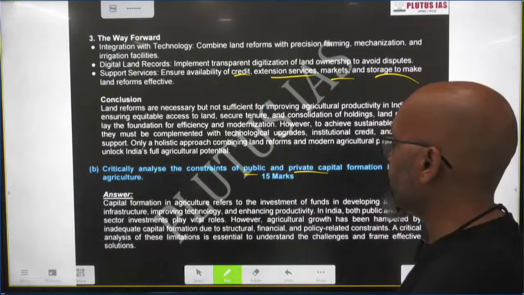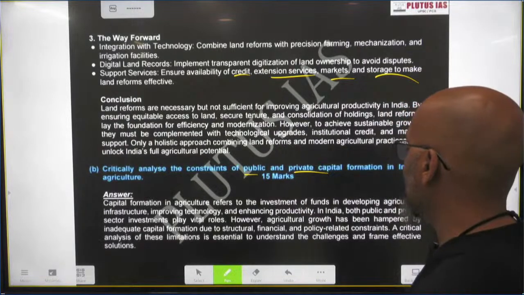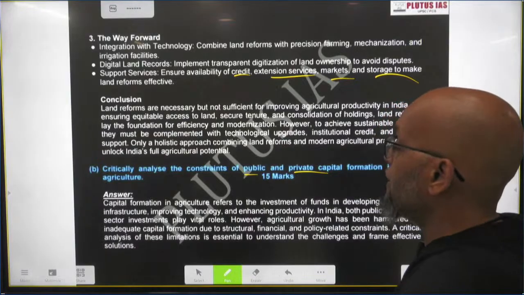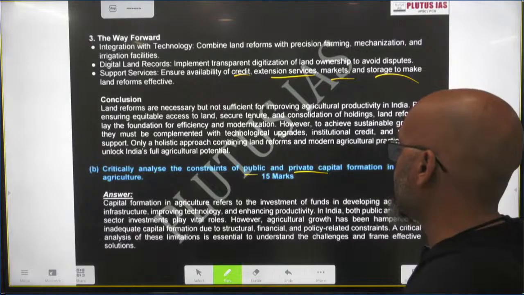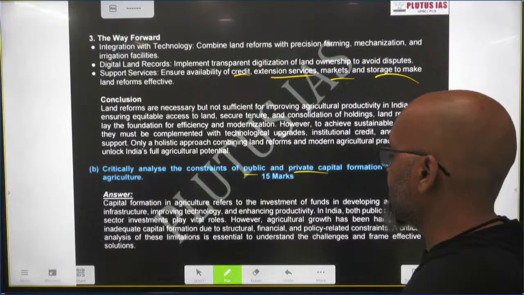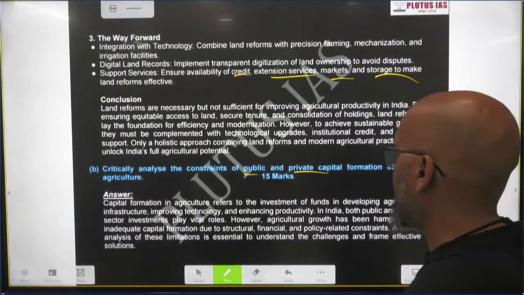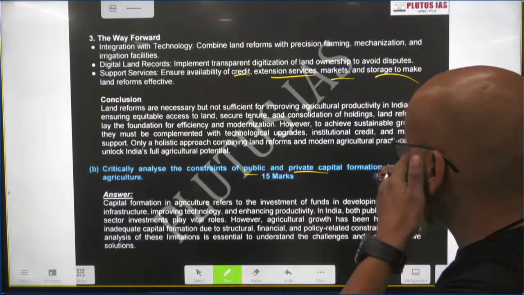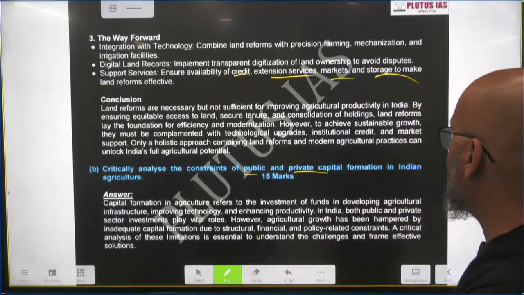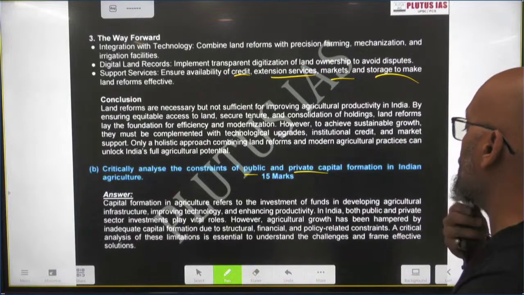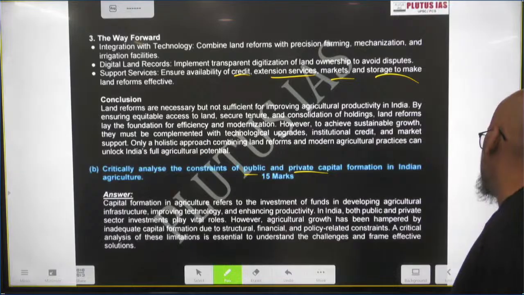So capital formation in agriculture refers to the investment of funds in developing agricultural infrastructure, improving technology, and enhancing productivity. In India, both public and private sector investment play vital roles. However, agricultural growth has been hampered by inadequate capital formation due to structural, financial, and policy related constraints. A critical analysis of these limitations is essential to understand the challenge and frame effective solutions.